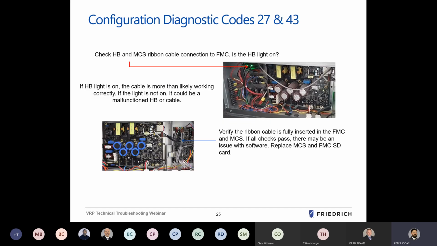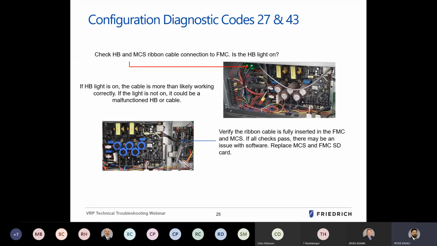Before we get to diagnostic code 27 and 43, we want to mention diagnostic code 40. Diagnostic code 40 is probably the most popular error code that we get, and that is when the VRP wall controller can't communicate with the FMC board. So whenever you get this error code and it's 4 blue flashes and a pause, you definitely want to check your field wiring to make sure that you have a good connection on both ends of the VRP and the wall controller.